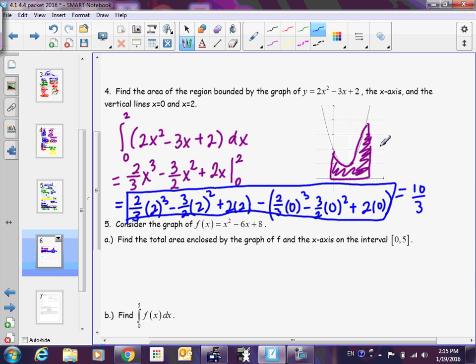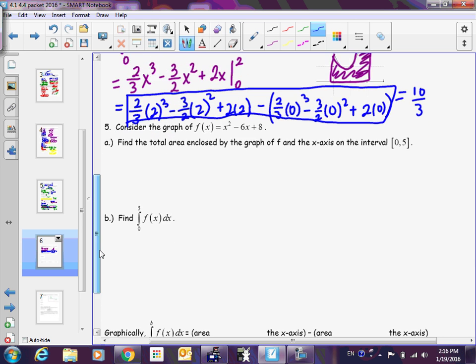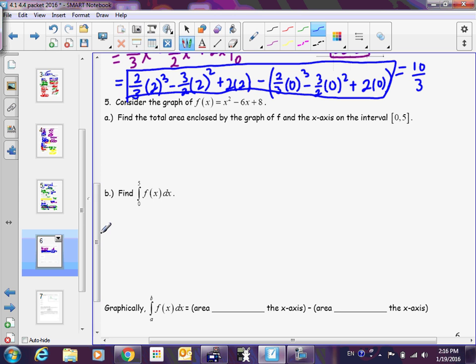All right, so far we've only been dealing with non-negative graphs that are completely above the x-axis. So what do you think we're going to do next? Work with graphs that aren't. Okay, so off to the side, let's graph this parabola. And it looks like I need to graph it from 0 to 5. So I'm going to mark off 5 tick marks.